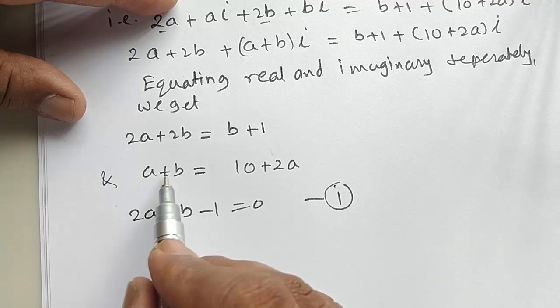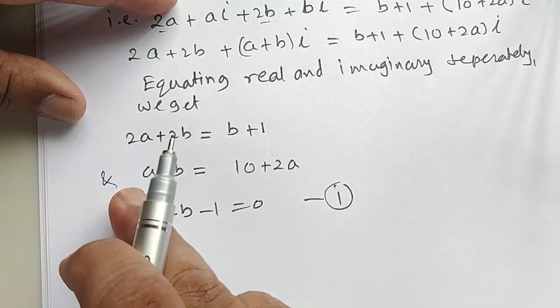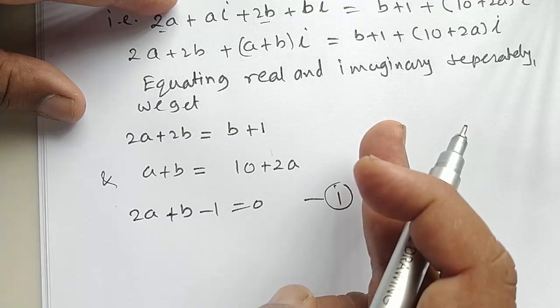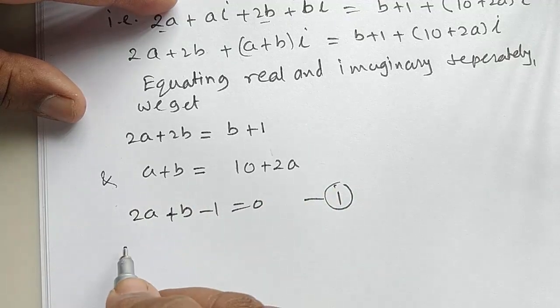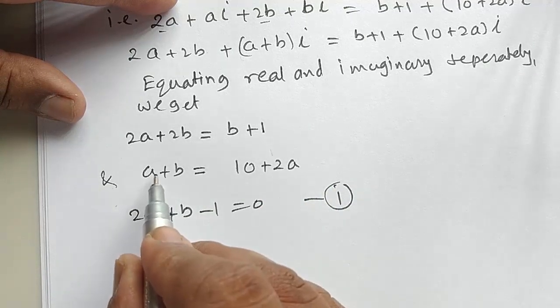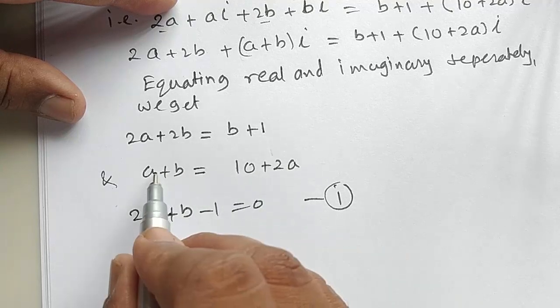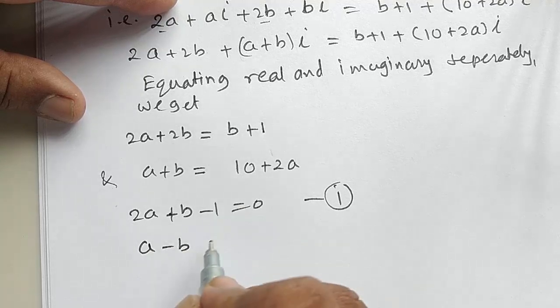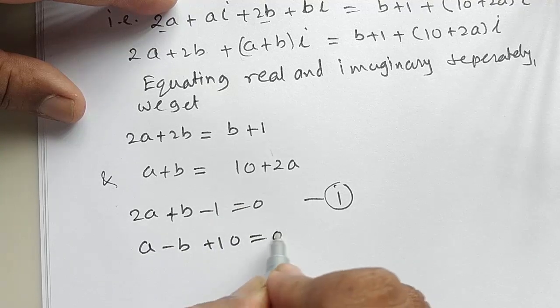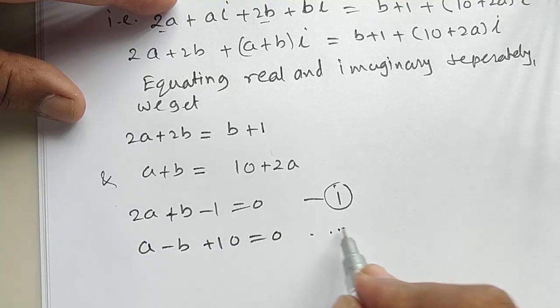Now, we take a plus b from the right side and write it on the left side. So, it is twice a minus a, we get a minus b plus 10 is equal to 0. Number 2.